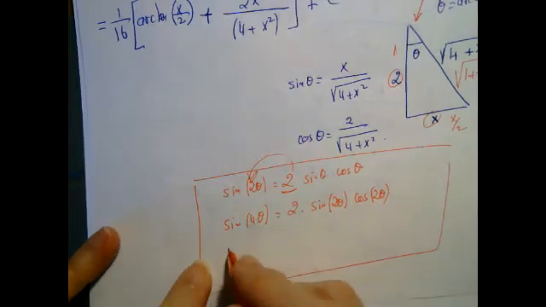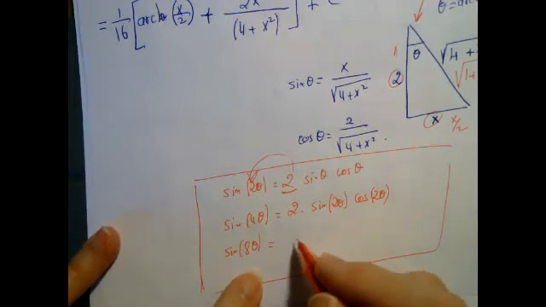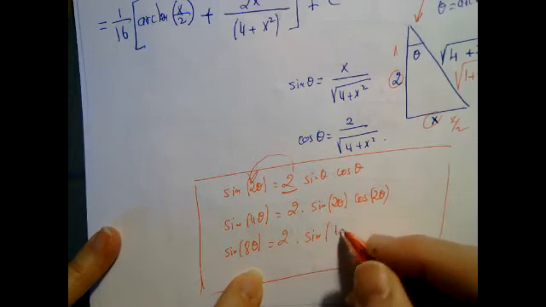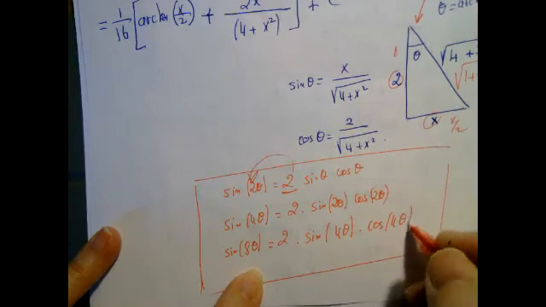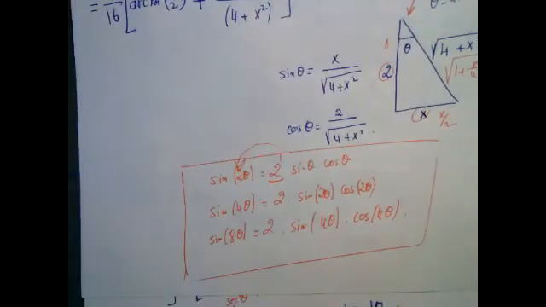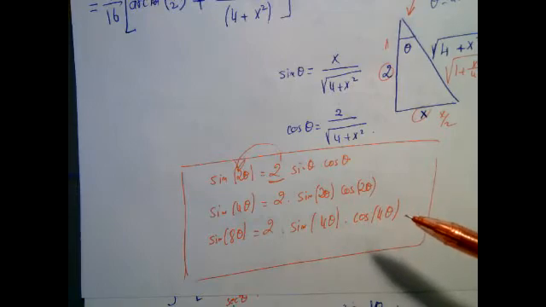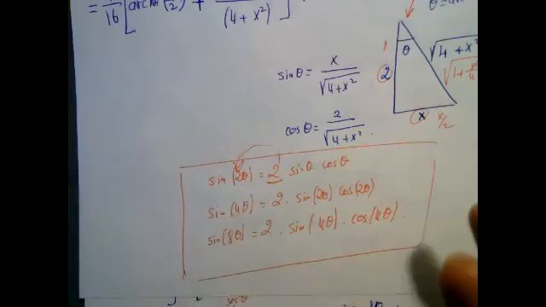So if I have sine 8 theta, it's going to be what? 2, that's part of the formula, sine of 4 theta cosine of 4 theta. Do you see how the pattern works? Yes. Okay, that makes more sense now. Yes, this 2 and this 2 have nothing to do with each other. It's part of the formula.